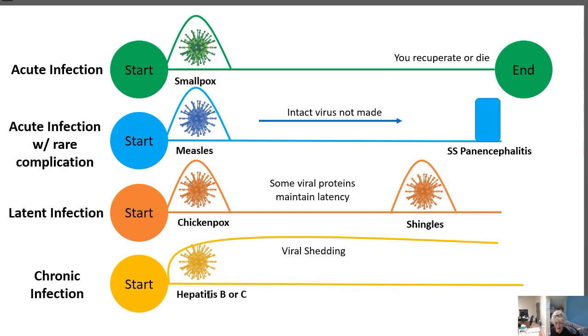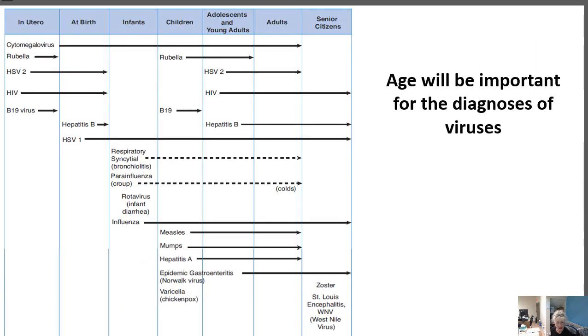Chronic infection, this is Hep B or C, and this is the viral shielding. Although there is medication now that can help treat Hep B and C. Age is important for the diagnosis of viruses.